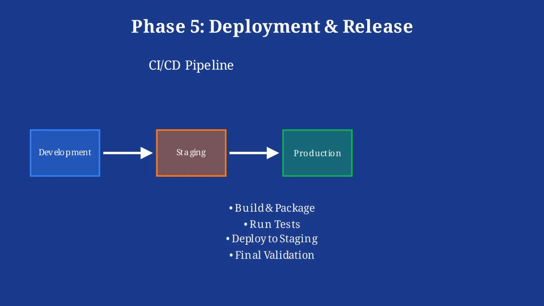Our code moves through different environments: first development, then staging for final validation, and finally production, where real users can access it. The process includes building and packaging our application, running all our tests one more time, deploying to staging for final checks, and then, the big moment, deploying to production. Each step is automated and monitored to ensure everything goes smoothly.